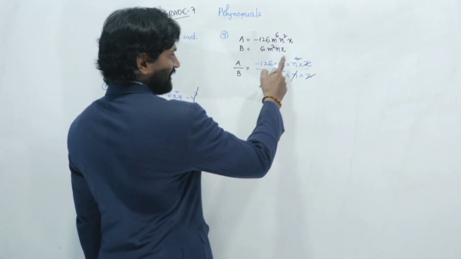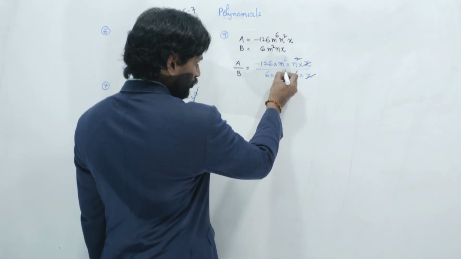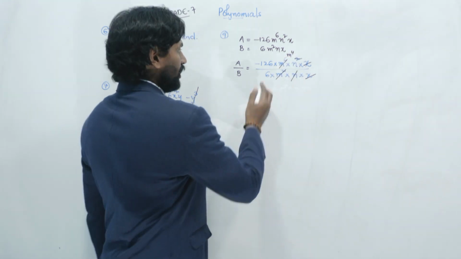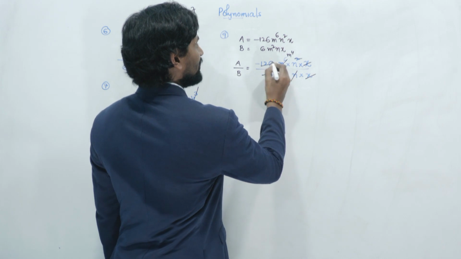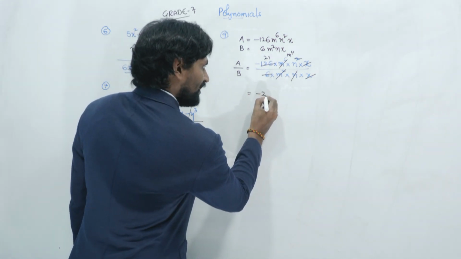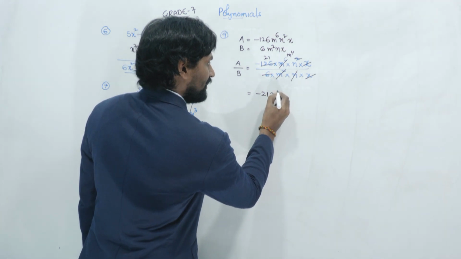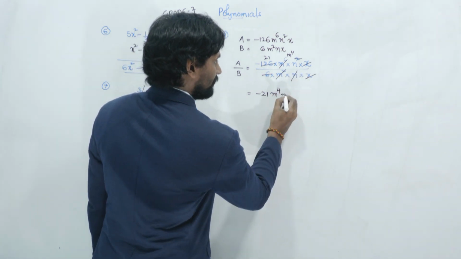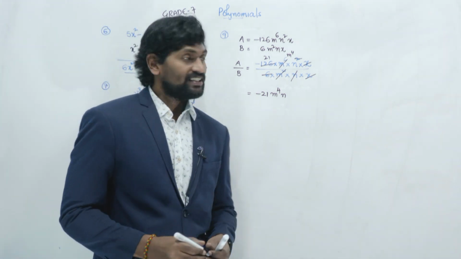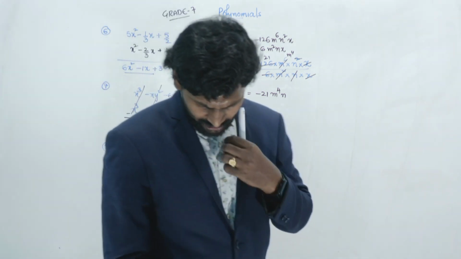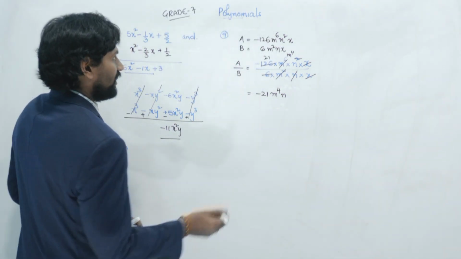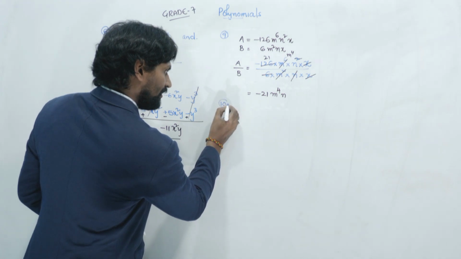Now m power 6, if we cancel 2 times, still 4 times will be remaining, m power 4. Now in the 6 table, 126 is exactly 21 times. So therefore the answer is minus 21 m power 4 n. Minus 21 m power 4 into n. That is our required answer. So the option is the second option. Let us move on to problem number 10.